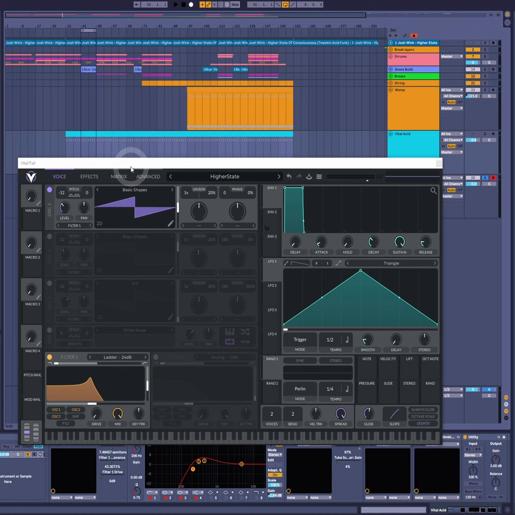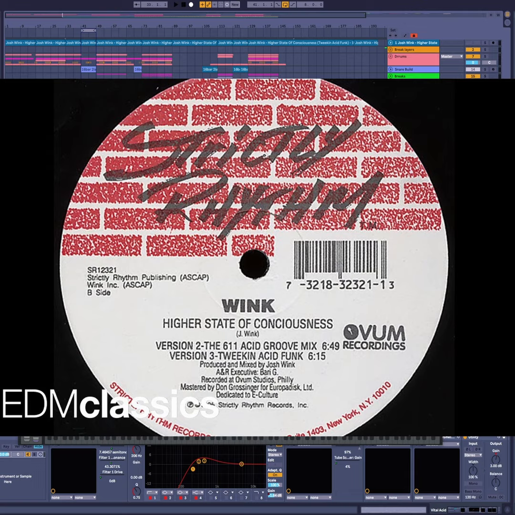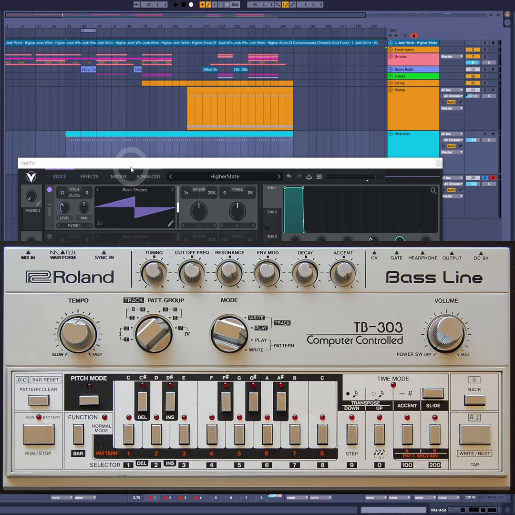Okay, so Josh Wink made High State of Consciousness using a Roland TB-303, the classic bassline synthesizer stroke sequencer. Now, the 303 is quite a simple machine on paper. You have two waveform options, sawtooth and square, and those go through a single resonant low-pass filter, which has an envelope attached. It also had a sequencer, but on the sound side, that is about it.